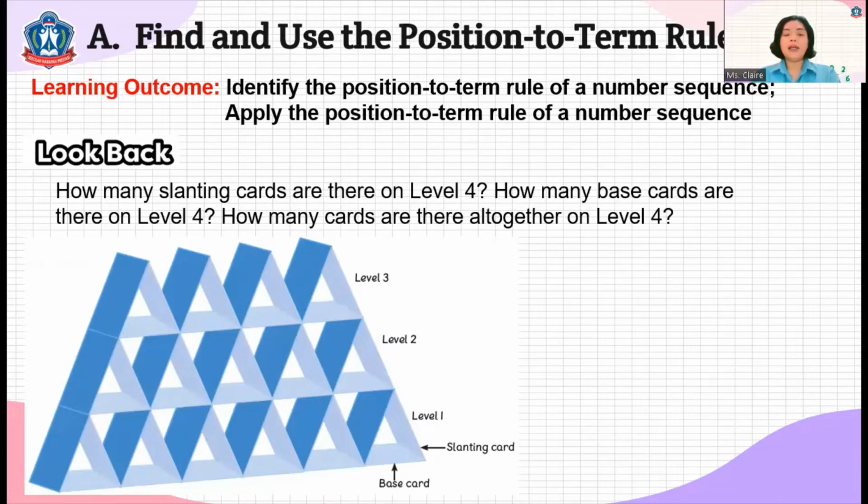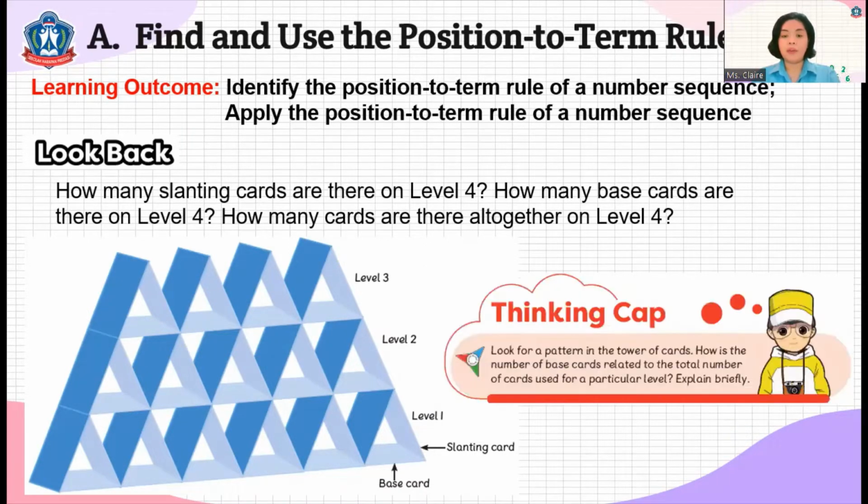Look at this picture. I have here some cards. How many slanting cards are there on level 4? And how about the base cards? And also, how many cards are there on level 4? To find the number of cards on level 4, you need to find first the pattern for level 1, level 2, and level 3. So look at the pattern. Once you get the pattern, it will be easier for you to get the number of cards for level 4. If you know the answer, P6, you can give your answers during our class, okay?